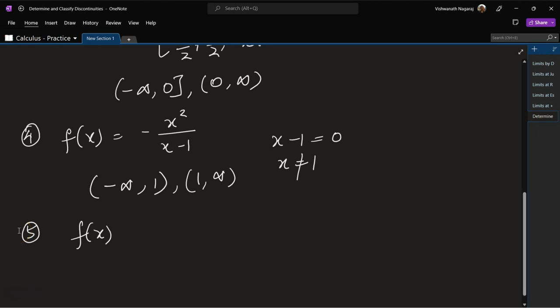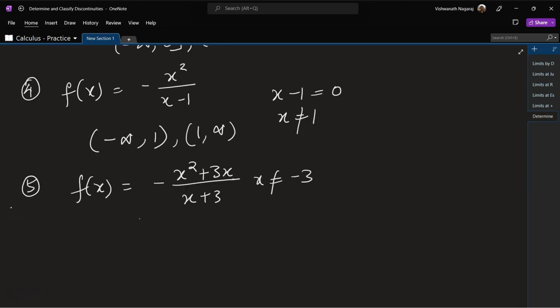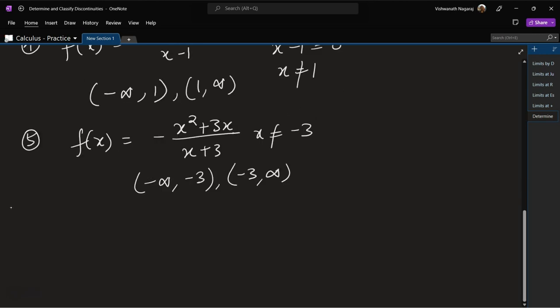Okay, f of x is equal to minus x square plus 3x by x plus 3. Again, denominator can't be 0, so x can't be equal to minus 3, which means the interval would be minus infinity to minus 3, and from minus 3 to infinity. All the values except minus 3 is the interval in which this function is continuous.